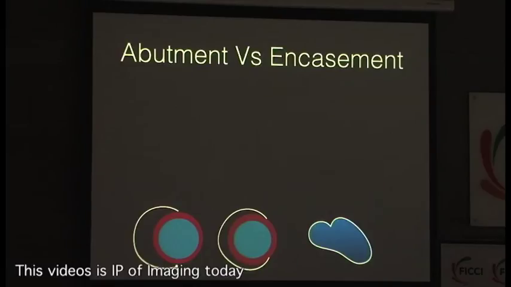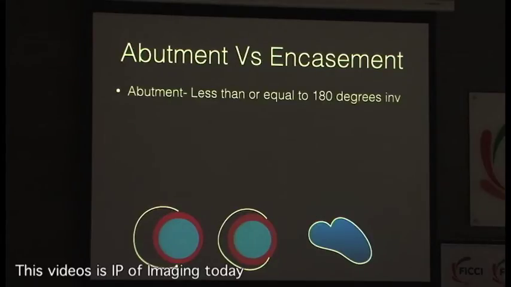So before I go any further, there is this concept of abutment versus encasement, and lots of people have managed to get out lots of papers and no doubt lots of funding on whether this is abutting or whether there is encasement. So apparently the consensus is that if you have less than 180 degrees involvement, you can say that there is abutment, and if you have more than 180 degrees involvement, you can say there is encasement, particularly arterial.